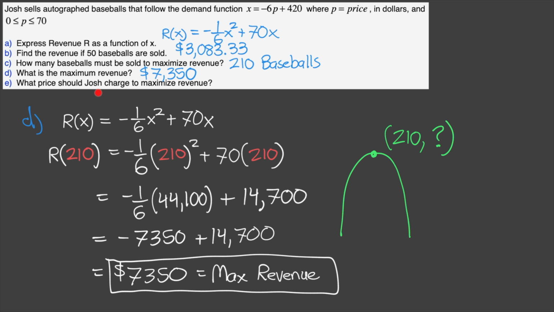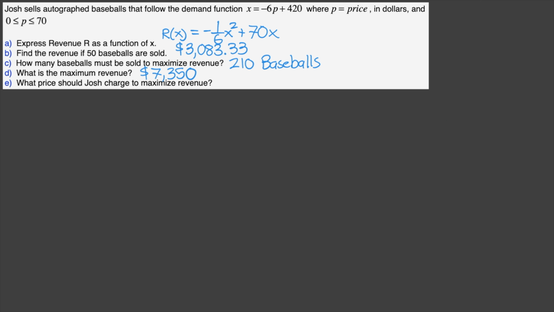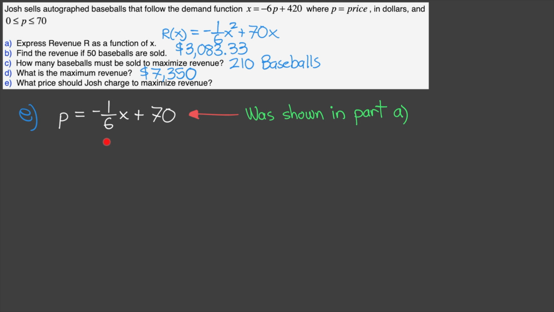What price should Josh charge to maximize revenue? Let's erase this. Our price function is this guy. Remember, to maximize revenue, Josh must sell 210 baseballs. We answered that in part C. So if X is 210, we want to plug in 210 here for X, and that'll tell us the price that Josh should charge to maximize revenue.